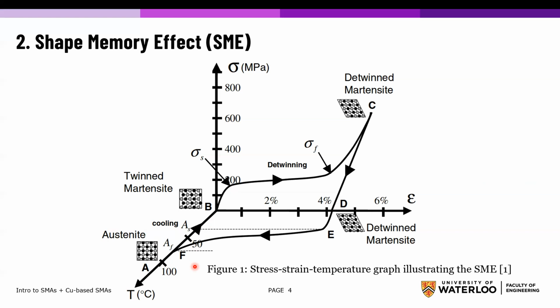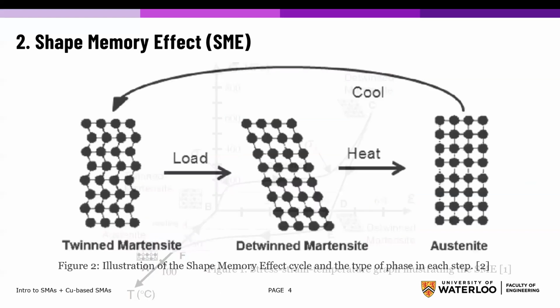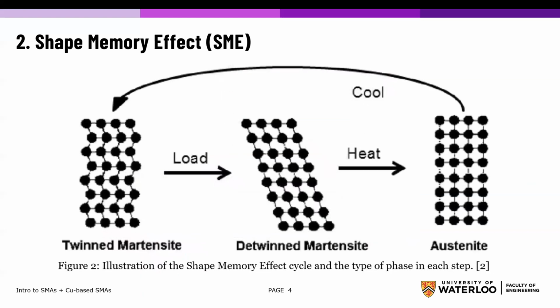Now, to simplify the process, here's another illustration of the shape memory effect. So starting once again at the austenite phase, like we did in the other figure, once it's cooled, it forms the twin martensite. And once that's loaded with the right amount of stress, it forms the detwinned martensite phase. And once again, once it's unloaded and heated enough, it goes back to the parent austenite phase, which is the original shape.